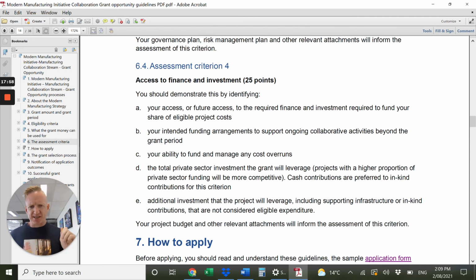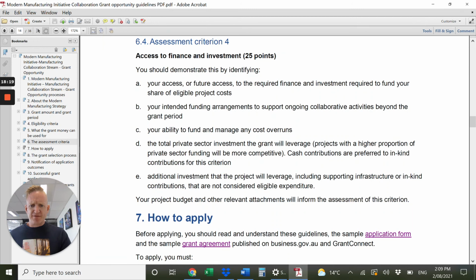If you are successful in getting the grant, you can go and get whatever finance you want. You can go and get investors, you can get debt finance, whatever it may be. But to de-risk the application, just make sure it's your own cash. Talk about the split between each of the organisations that's going to be providing that cash.